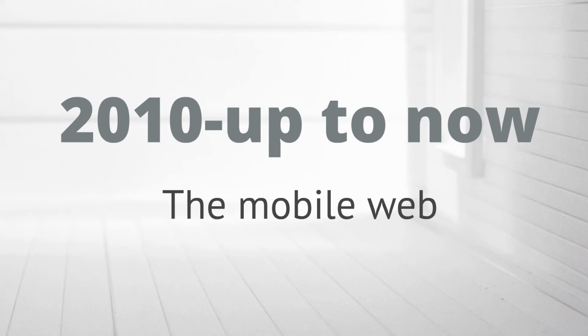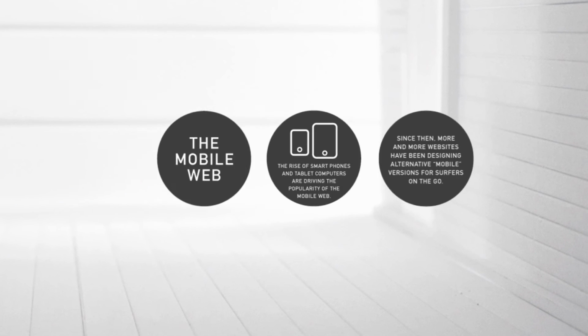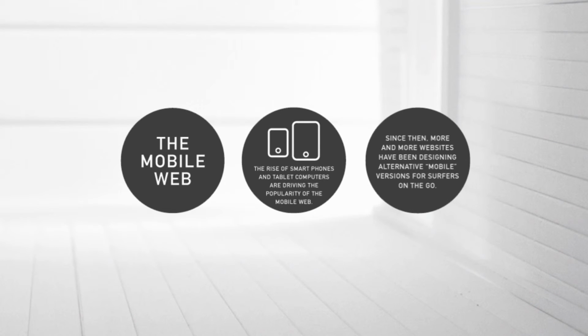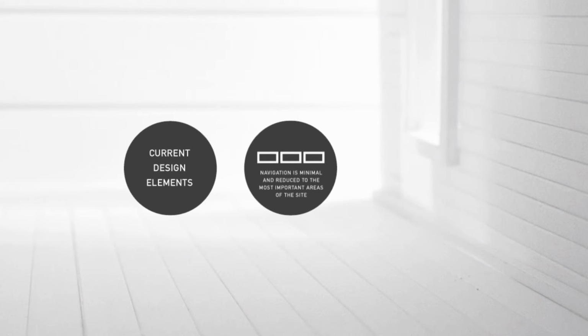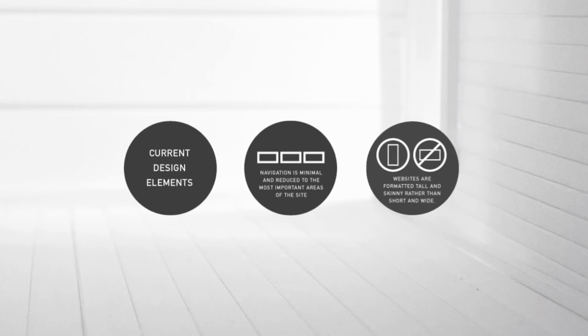So 2010 up to now, we have the mobile web, and again, things really changed significantly. The mobile web, with the rise of smartphones, tablets, and computers, was all driving the popularity of the mobile web. So things had to change again. Before this time, our pages, the design elements changed. Our pages on the World Wide Web were more of a landscape form, and then with the mobile web, everything is taller and thinner rather than short and wide.